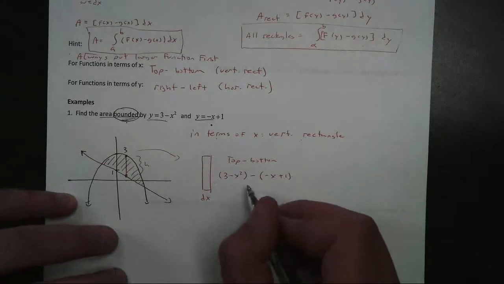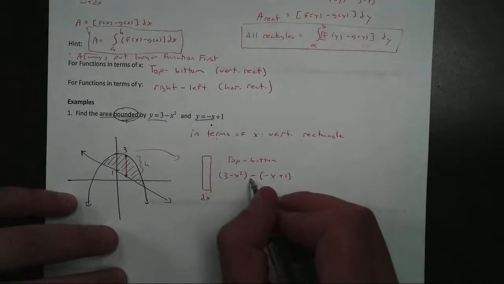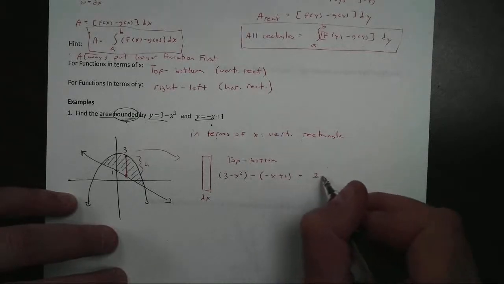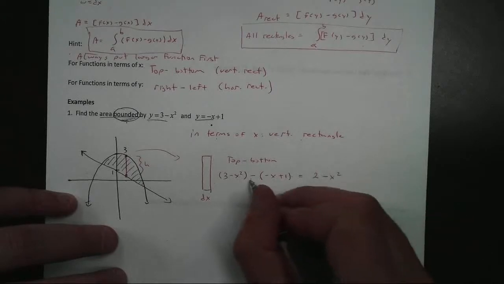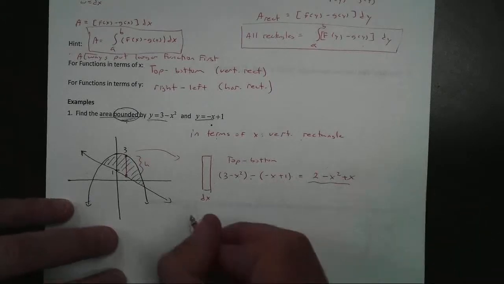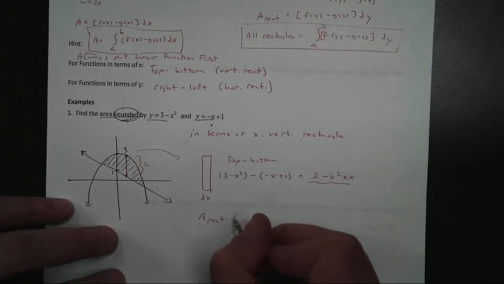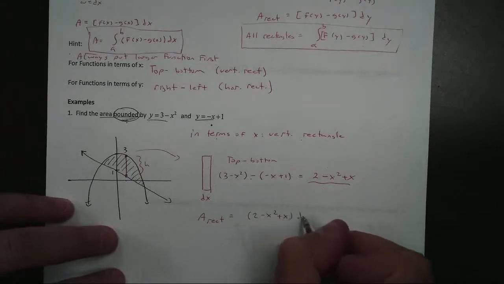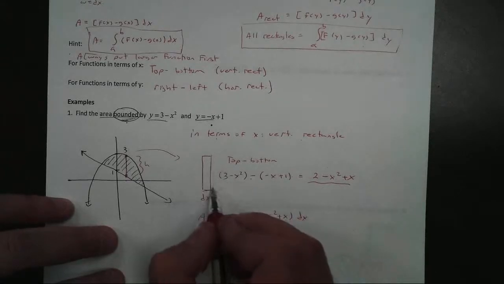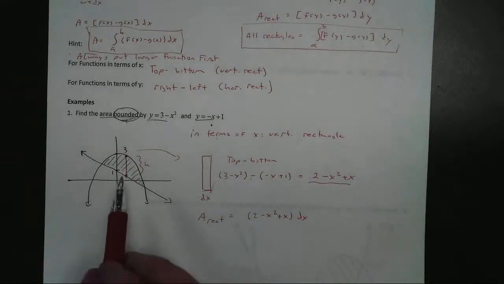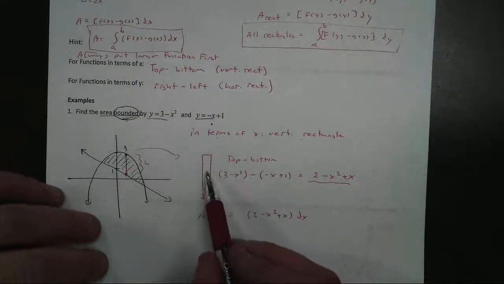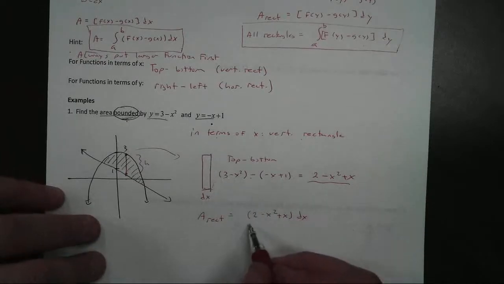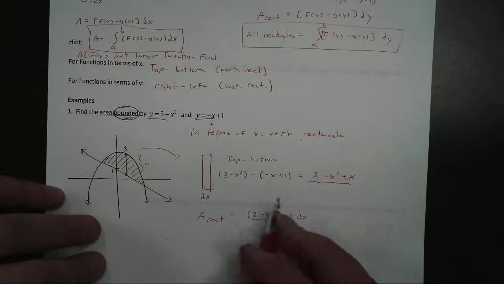So I can simplify that a little bit by saying this is going to be 2 minus x squared, plus x. So to get the area of my one rectangle, it's going to be this 2 minus x squared plus x times dx. It's the length times the width. Remember, we're dealing with infinitely tiny little rectangles here. That's all we're doing. Tiny, skinny little rectangles that have a length and they have a width. The length of my rectangle times the width of my rectangle.